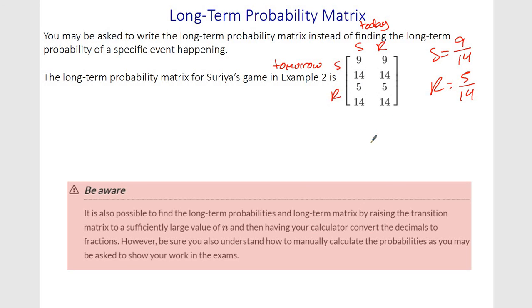Again, you can also find long-term probabilities another way, as opposed to doing it with reduced row echelon form. You could just put in a really large number and then have your calculator convert those decimals to fractions. But really, you know how to calculate these probabilities manually because you might need to show your work. And it's really not that hard to show your work here.